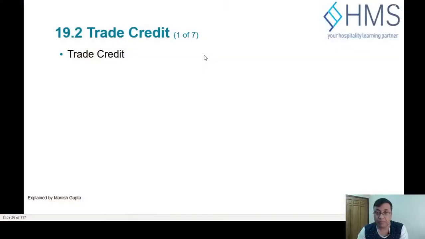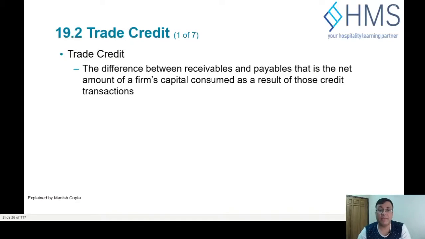Now in this section we are going to look more at the individual components of working capital to understand how they should be managed. So the first component is going to be trade credit, which is also called accounts receivable. Trade credit is the difference between receivable and payable, that is, the net amount of funds consumed as a result of those credit transactions. So the company is using trade credit, giving credit and taking credit. That is called trade credit.